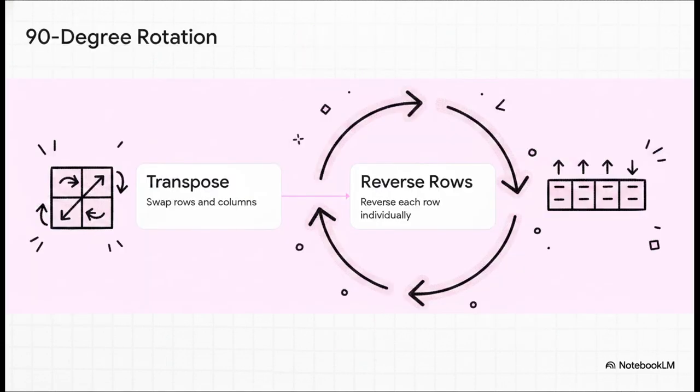Turns out, we can break down this seemingly complex rotation into two crystal clear, totally actionable steps. Step 1, transpose the matrix, which basically means swapping its rows and columns. And step 2, simply reverse each row individually. Let's look at exactly what this means visually.